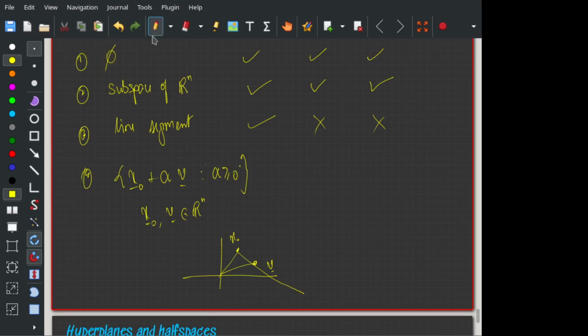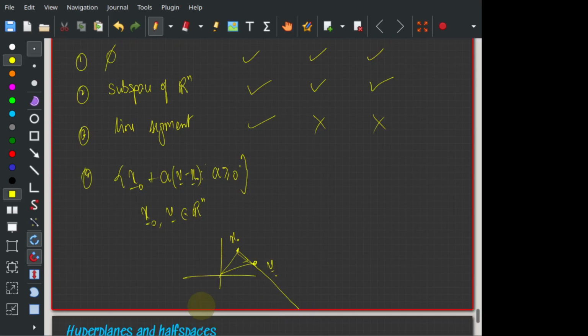Sorry, I should have written it in a slightly different way. Perhaps I should have said x naught plus alpha times (v minus x naught). That's a better way of representing it. So what would be the direction of v minus x naught? It would be this direction, and the ray would basically be this.